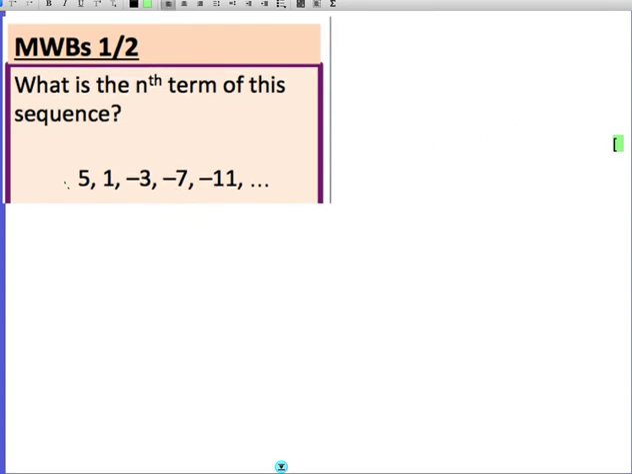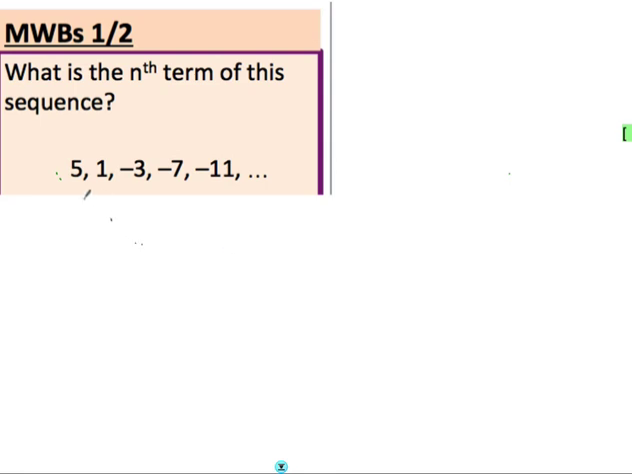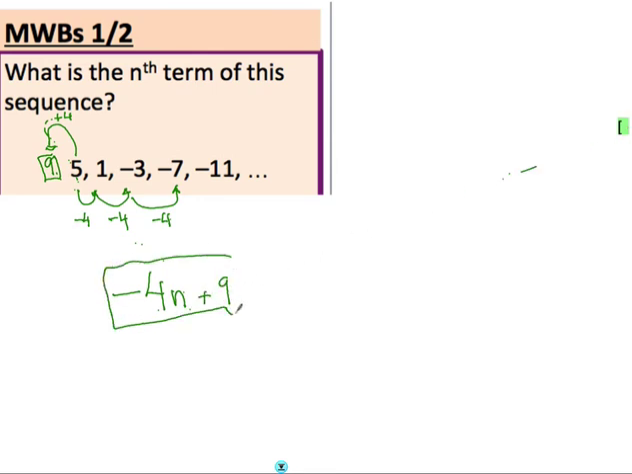Okay. Right. This sequence is going down in 4s each time. So it's going to be in the negative times table, so it's minus 4n, and we have to find out its 0th term. Its 0th term we have to add 4, so that's going to be a 9, and that's going to be a positive 9. So we're going to write minus 4n plus 9, and we're done.